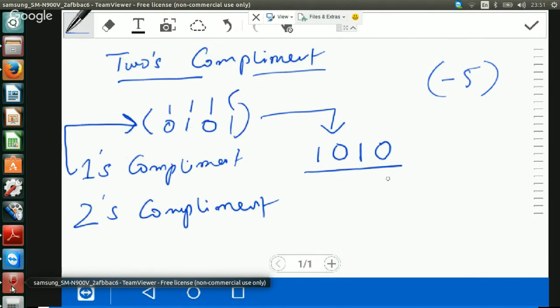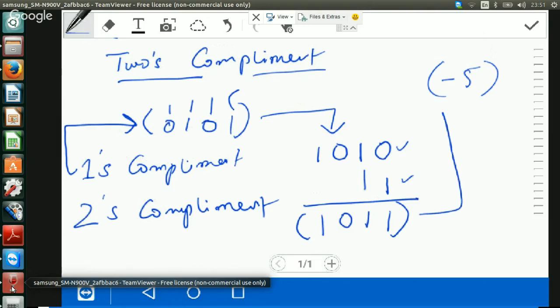So we're adding 1. In binary, there are some rules for adding numbers. We will practice one or two more questions so you will have more idea. Here there is a 0 and we add a 1, so what do we write down? We write down 1. So this comes down here like this, 1011. This number is representing -5.